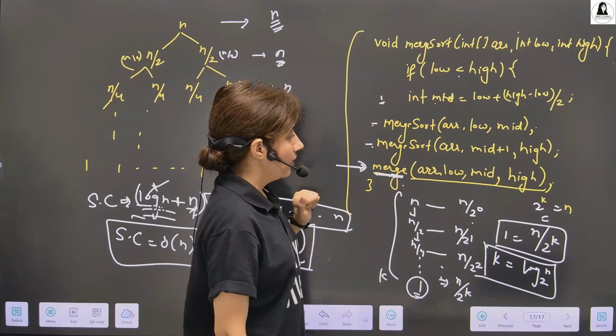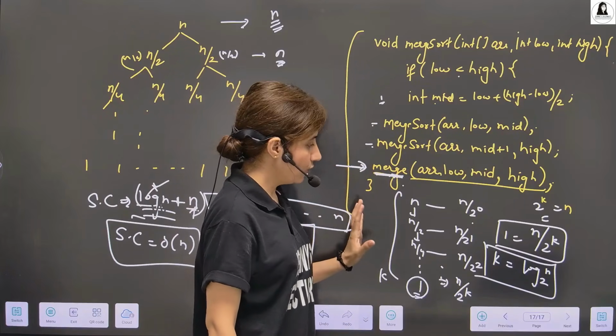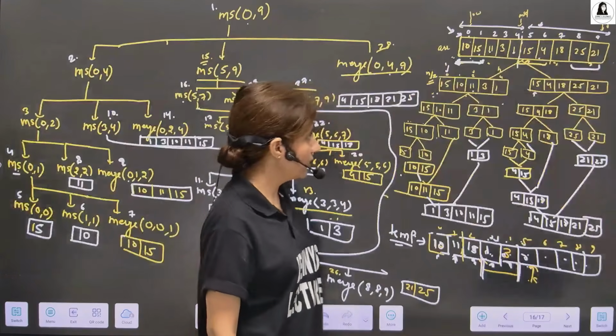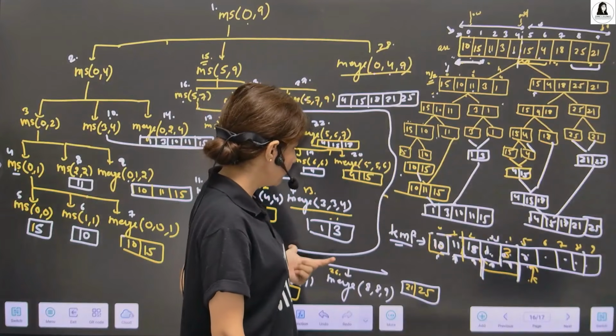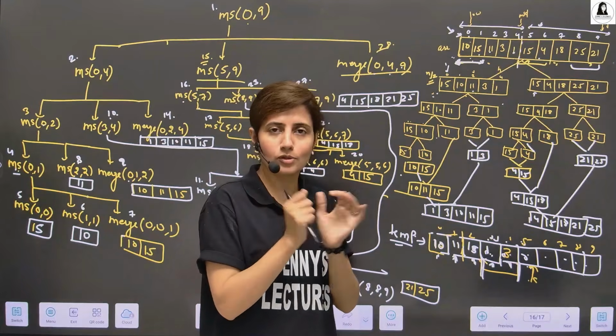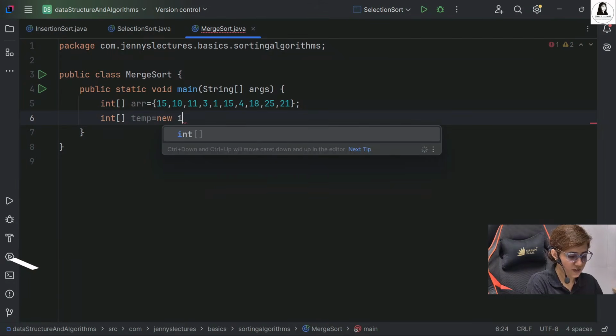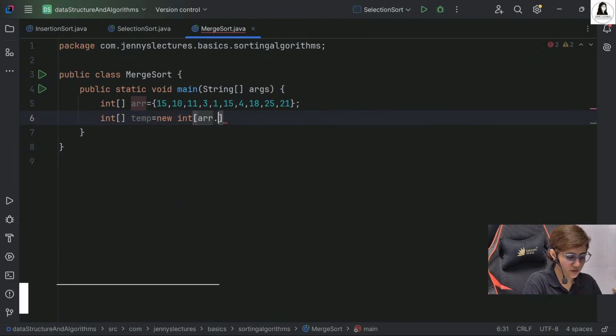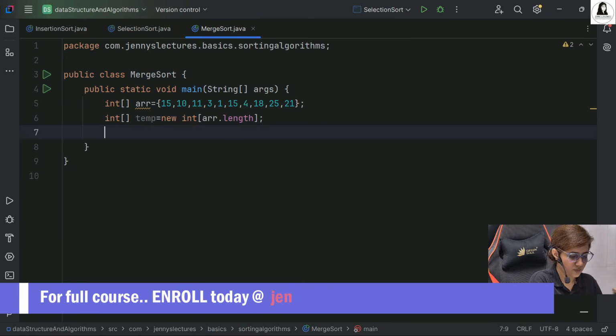Okay. I hope you got the working of merge sort. Now you do one thing. Maybe you can try to run this yourself first, or pause the video right now. If you get it, then code this out yourself. Size of this temp array would be whatever the size of this array.